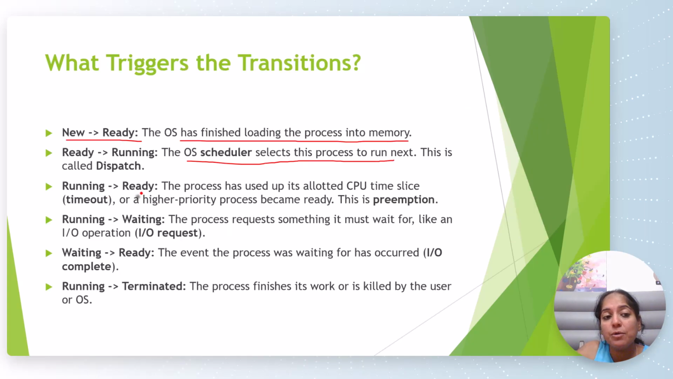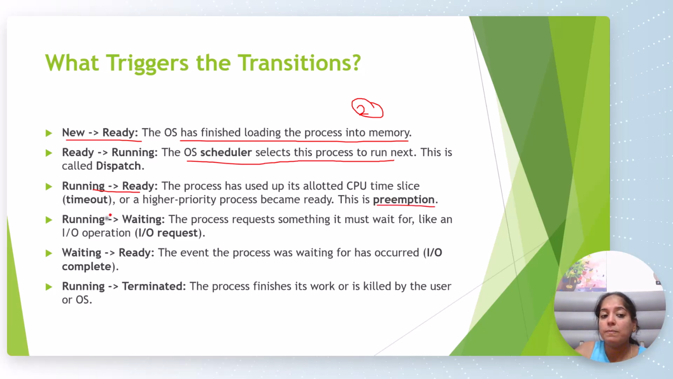Then from running to ready, the process has used up its allocated CPU time slice, or a higher priority process becomes ready. For example, the processor is given a 2 microsecond time for each process. Whatever the length of the process, if it is given a time of 2 microseconds, it will execute for 2 microseconds and then go back to the ready state. We will talk about this later in round robin scheduling and preemption.